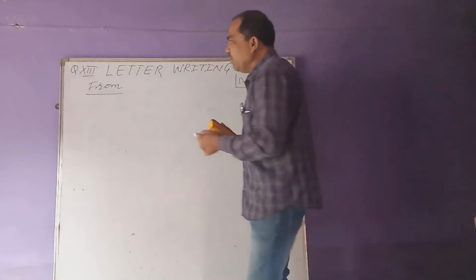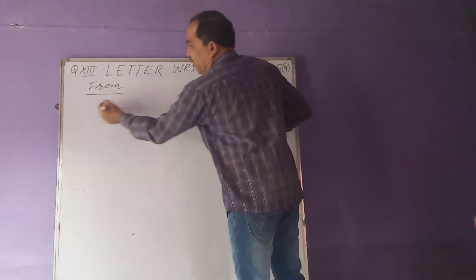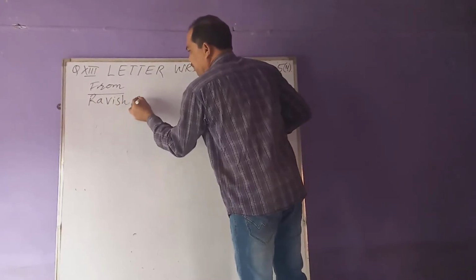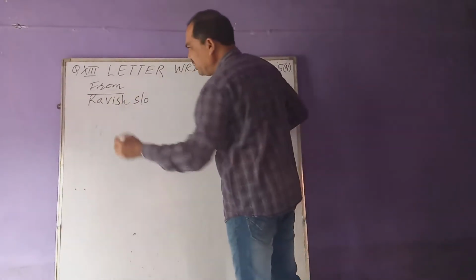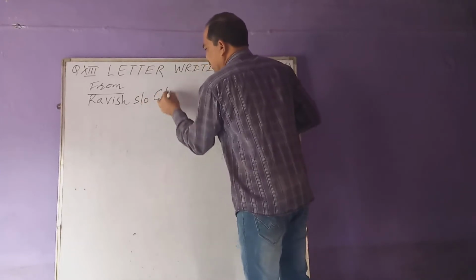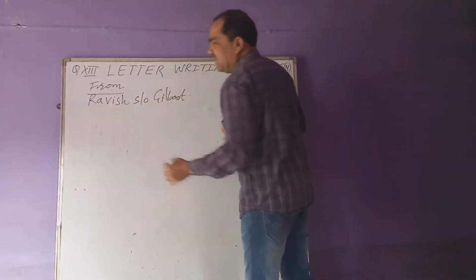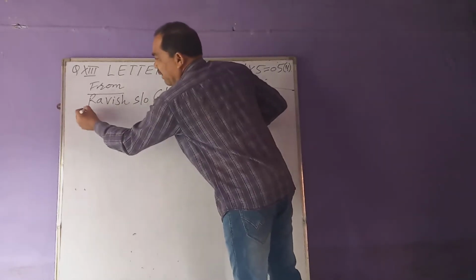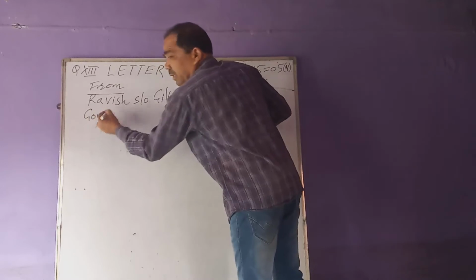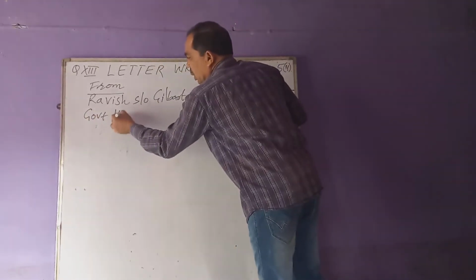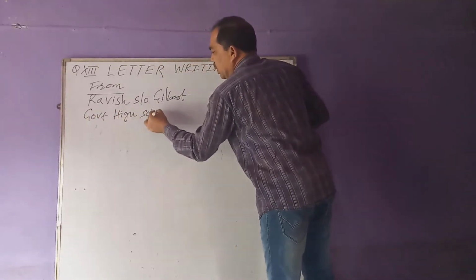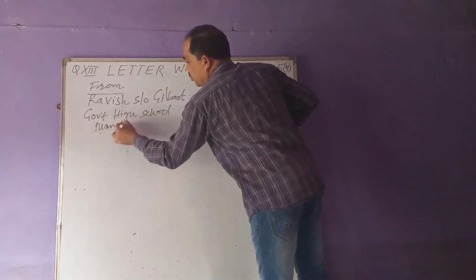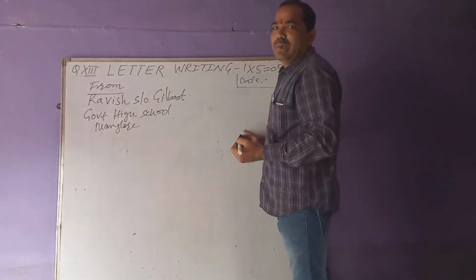Now what is From? From, it is From Ravish, son of Gilbert. Understand how it is? The Government High School, Mangaluru. Understand? Mangalore. It is a very beautiful city in Karnataka, Mangaluru.